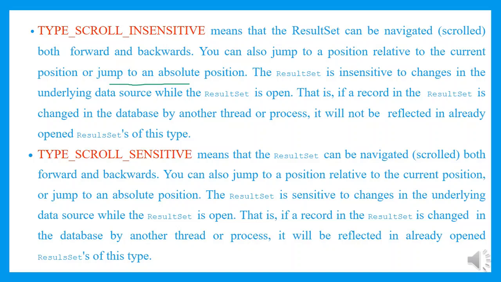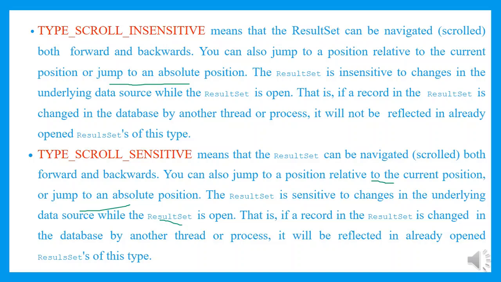TYPE_SCROLL_SENSITIVE means the result set can move in both the forward direction as well as the backward direction. We can also jump from one location to another location, that is, to an absolute position. The result set is sensitive to changes in the underlying data source while the result set is open. That is, if a record in the result set is changed in the database by another thread or process, it will be reflected in an already open result set of this type.